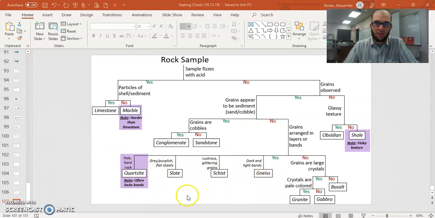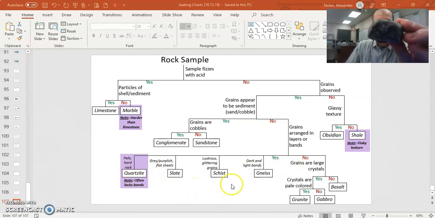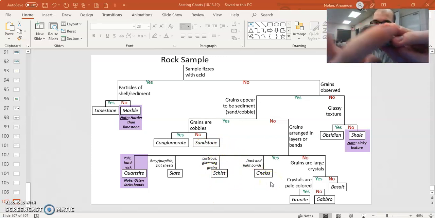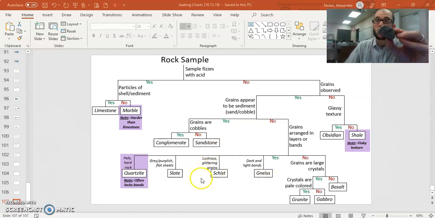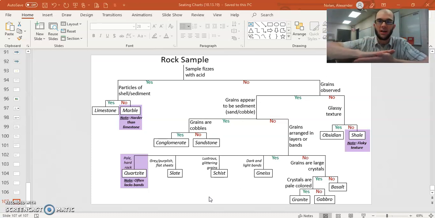And for each of those, I give a little description. Well, if we read these descriptions, what we'll find is that schist has lustrous, glittering grains. However, I don't really see distinct light and dark bands. I see very, very faint bands, but they're not really that distinct. So we're going to say that this is schist. Schist is kind of like a low-grade metamorphic rock. And metamorphic, just to remind you, means that the rock has been squished. It's been pressed. So schist is metamorphic.